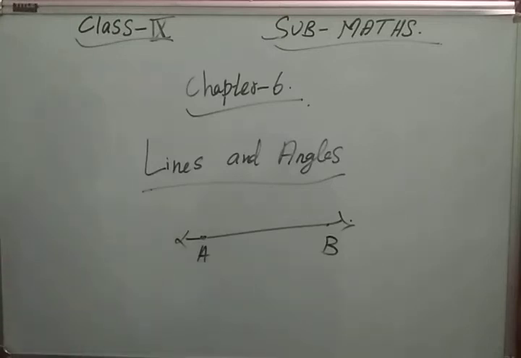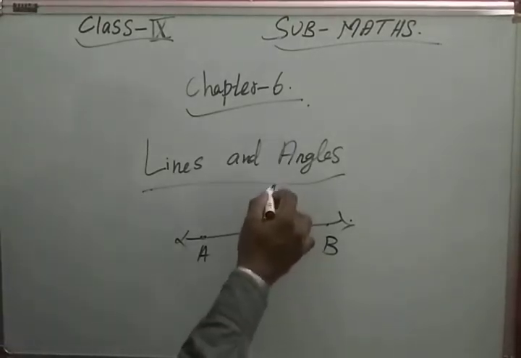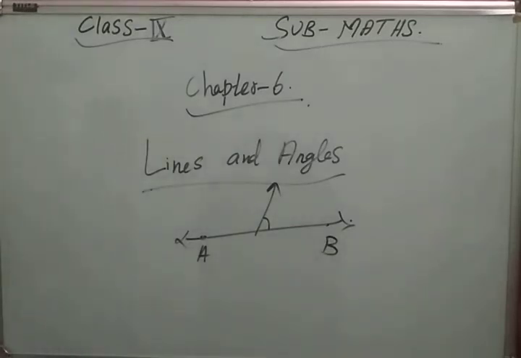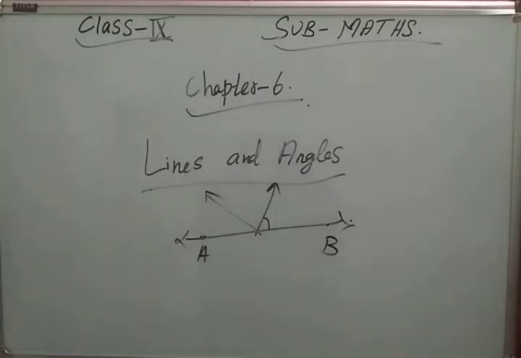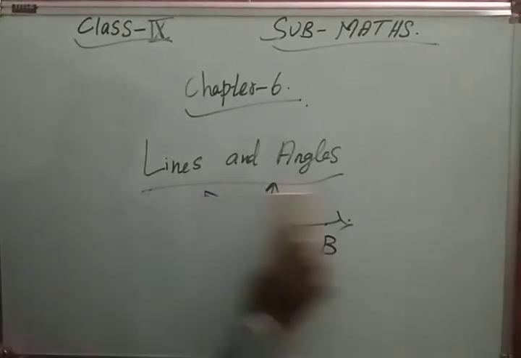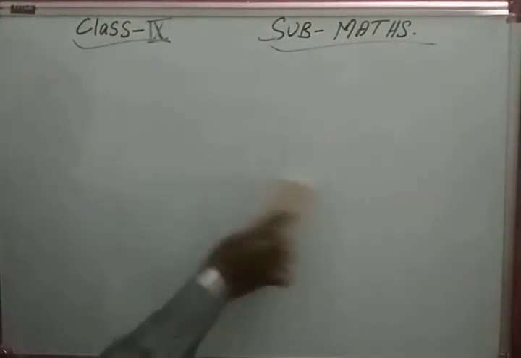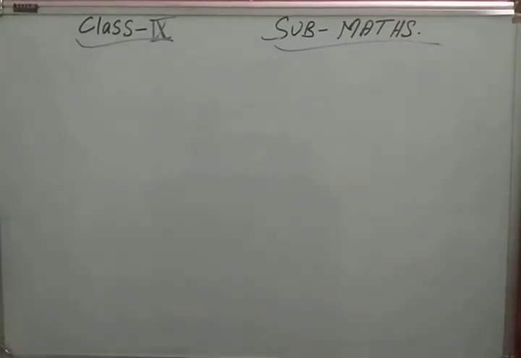Next term is angles. Angles means when one more ray crosses this, then we can say this is an angle. If it crosses like this also, there is one angle like that. We can say obtuse. An angle is formed in between two rays or two line segments or two lines, with the vertex. In angles we have many types that you all know.